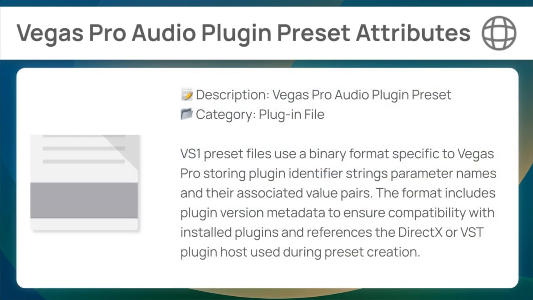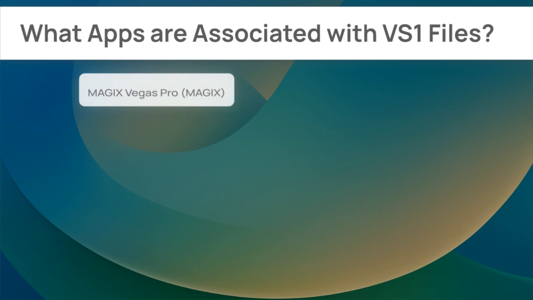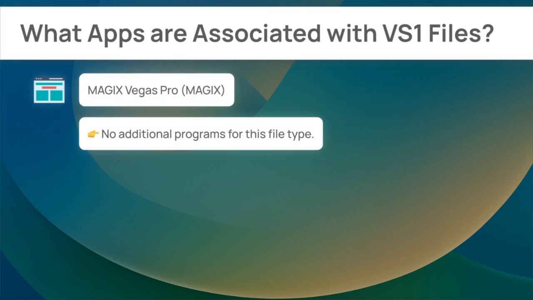VS1 preset files use a binary format specific to Vegas Pro, storing plugin identifier strings, parameter names, and their associated value pairs. The format includes plugin version metadata to ensure compatibility with installed plugins, and references the DirectX or VST plugin host used during preset creation.